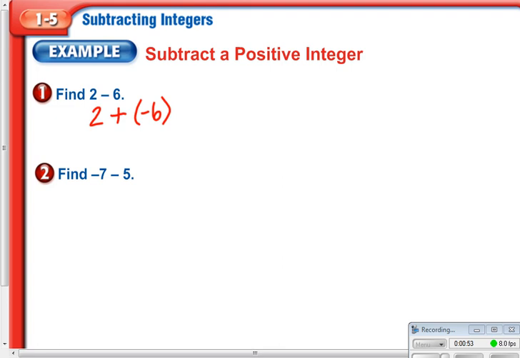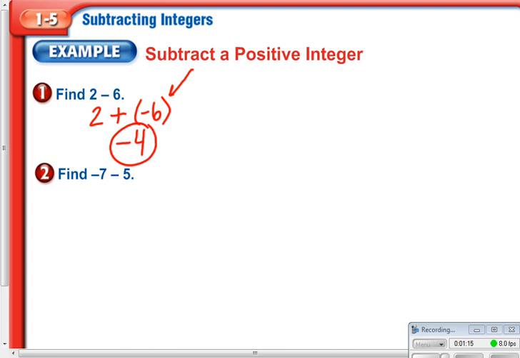So what you do is you take the absolute value of 2 and the absolute value of negative 6. Absolute value of negative 6 would be greater. Therefore, your answer is negative because negative 6 is negative. So then you take 2 plus negative 6 and we wind up at negative 4.